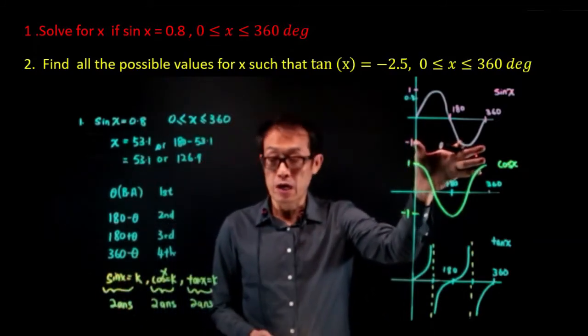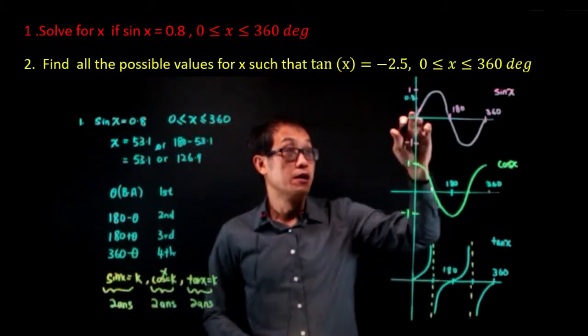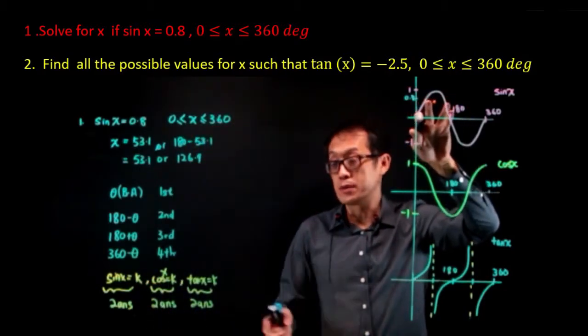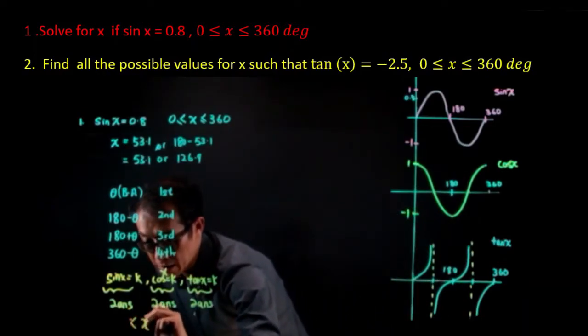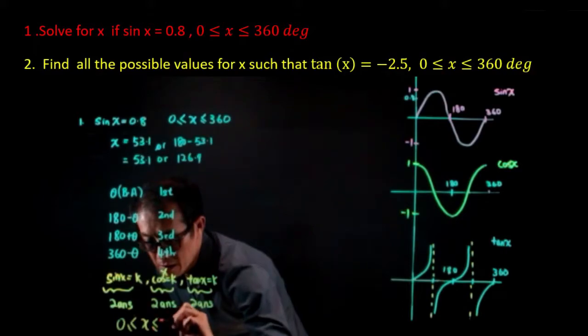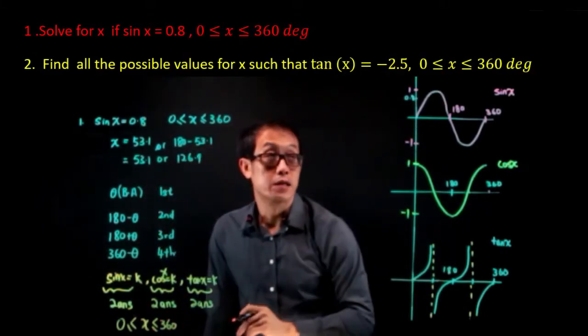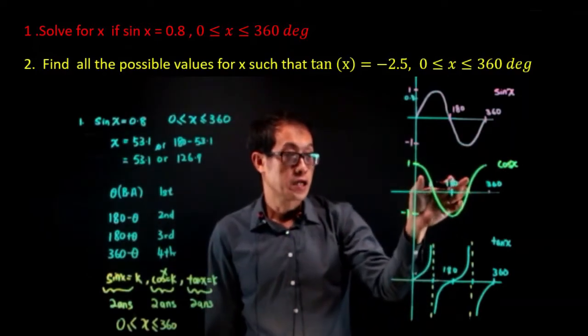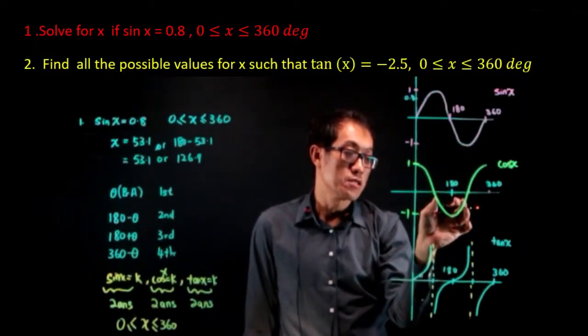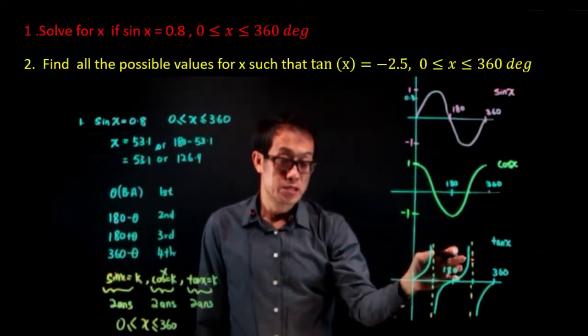Now you look at this graph. For sine, if k is positive, you have two answers between 0 and 360. x must be between 0 and 360. If it's negative, you have two answers. Look at cosine: positive, you have two answers; negative, you have two answers. So it's the same for tangent.